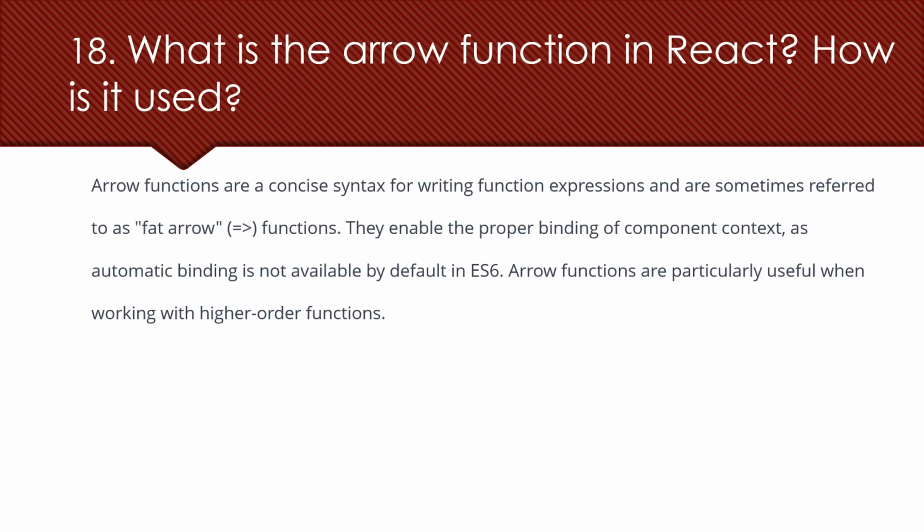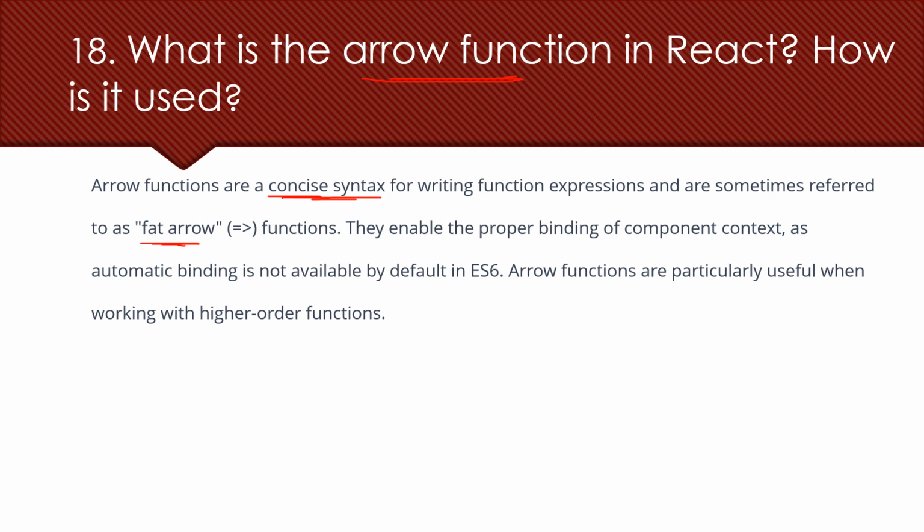Question number 18. What is the arrow function in React? How is it used? So the arrow functions are a concise syntax for writing function expressions, and sometimes referred to as fat arrow functions as well. So sometimes an interviewer can ask you what is fat arrow function or what is arrow function. You should understand that those are synonyms. Arrow function and fat arrow function are the same.